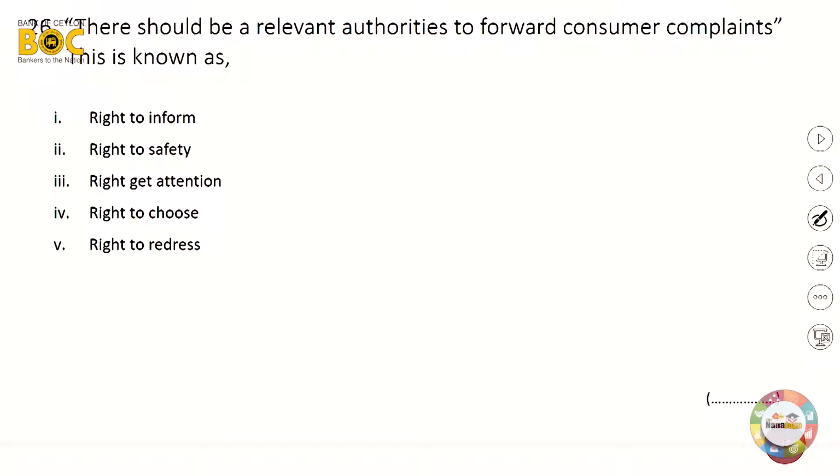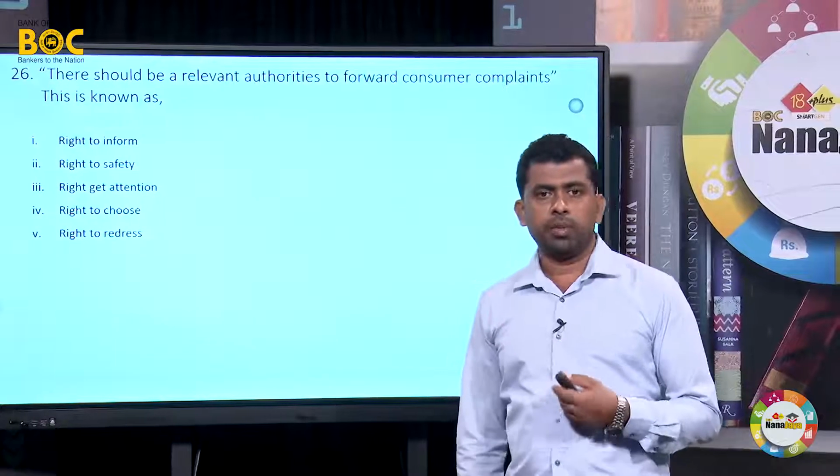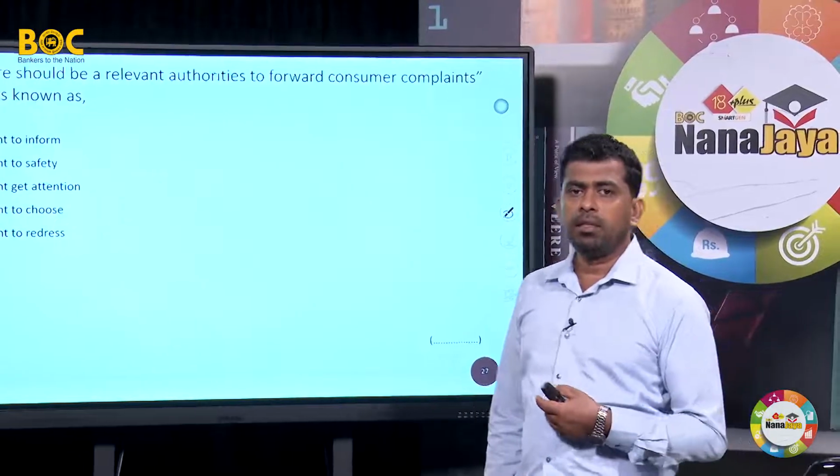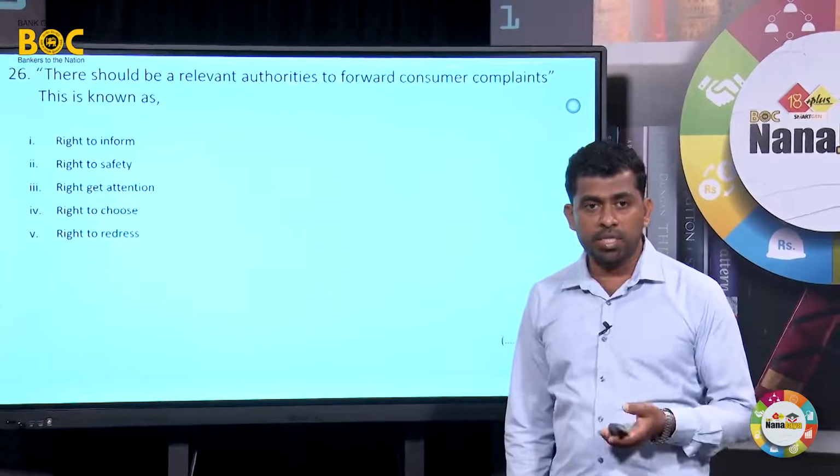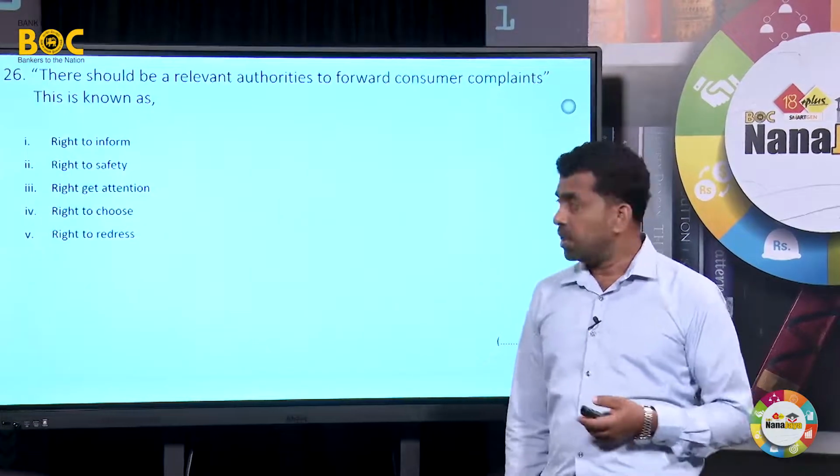Question number 26. There should be relevant authorities to forward consumer complaints. This is known as the right to be informed. Right to be informed means the right of the consumer to get all the information regarding the product. Merits and demerits should be disclosed by the businessman to the consumer.